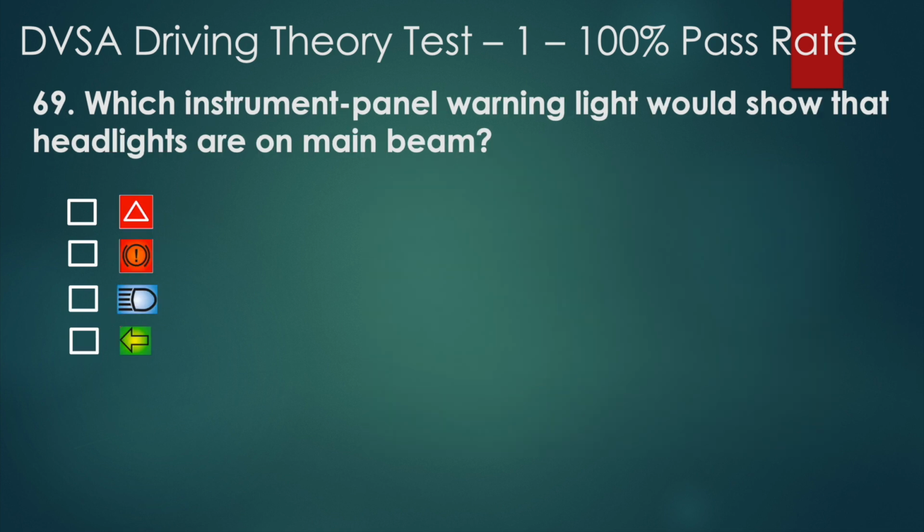69. Which instrument panel warning light would show that headlights are on main beam? And the answer is C.